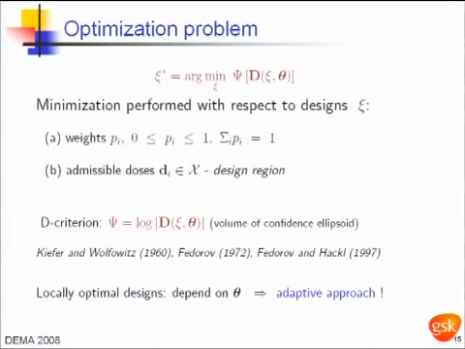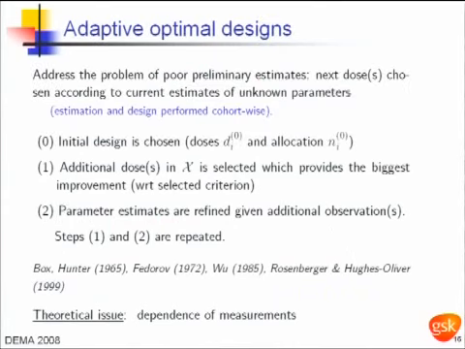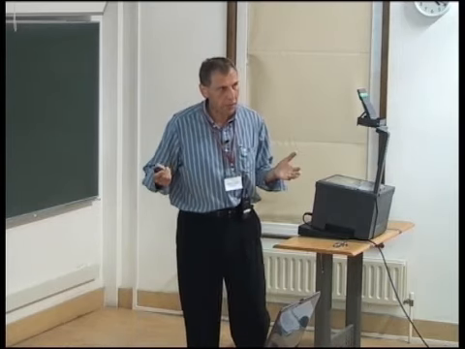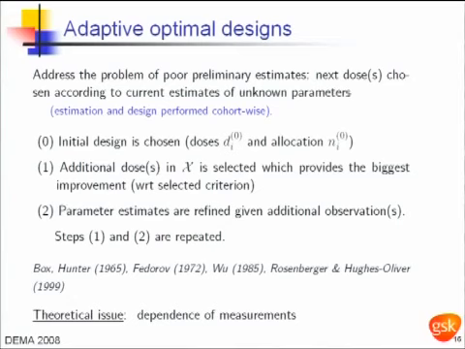But again, if we formulate the problem like this, we have the dependence on theta. That's why we have to use the adaptive approach. And this is a short slide about the adaptive approach. So we address the problem of poor preliminary estimates. The next dose is chosen according to current estimates of unknown parameters. So estimation and design is performed cohort-wise. We start with some initial design because without any information, we cannot even estimate parameters. And then we add additional doses which provide the biggest improvement with respect to the selected criterion, and then parameter estimates are refined, and we iterate between steps 1 and 2.